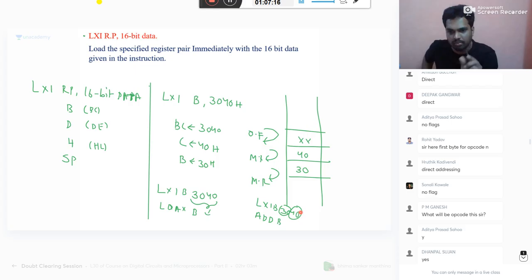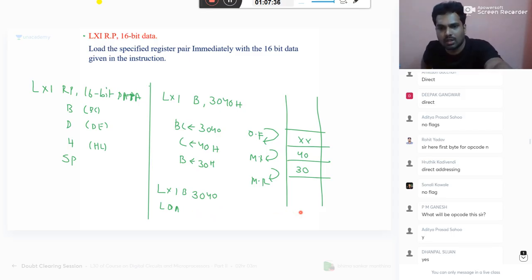You are giving some number. That number is stored in B and C. That is the job of the computer. After storing it, it is you. Whether you are using it as an address or data depends purely on you. So please ask all these questions so that your confusion will be avoided.